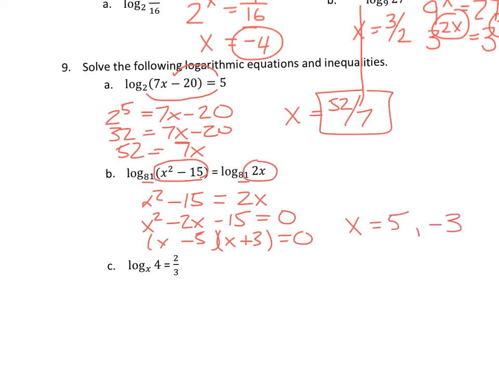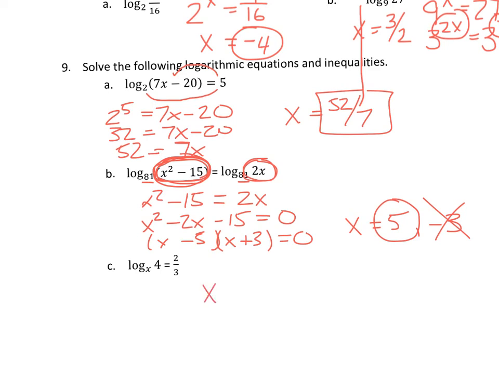Checking these, again, we need to make sure we're not taking the log of a negative number. If I put 5 in there, this would be 10 right here, and this would be 10, so that's okay. If I put negative 3 into this, that would be 9 minus 15, which is negative. That can't be true. So 5 would be your only solution.